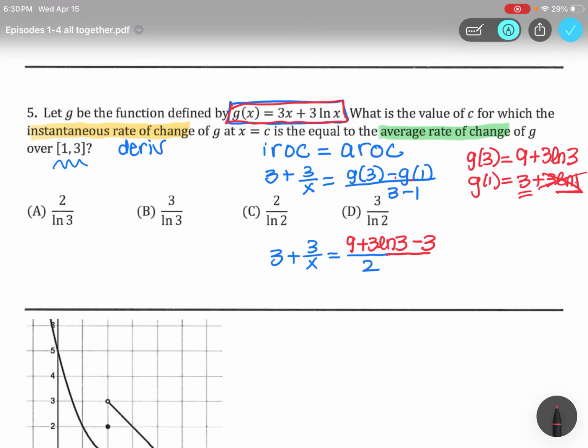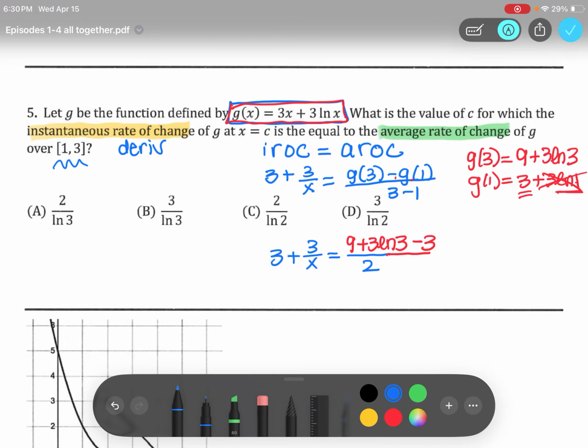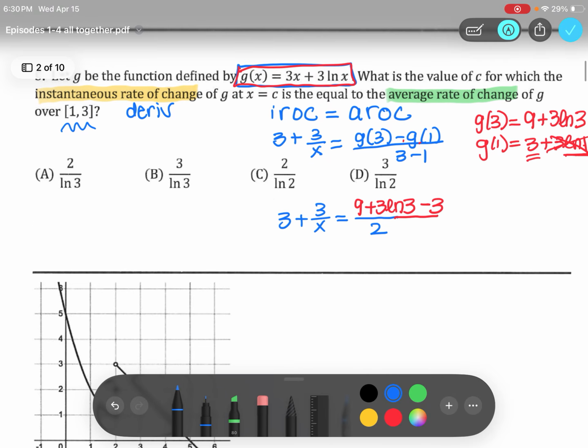And then I have to solve this equation. This turns into an algebra equation here. I'm going to choose to multiply all my terms by 2. So if I just take the whole thing and multiply it by 2, I get 6 plus 6 over x equals, up top I have 3 ln 3. And if I combine these two terms, 9 minus 3 is equal to positive 6. Trying to solve, if I subtract a 6 from both sides, the 6's are gone.